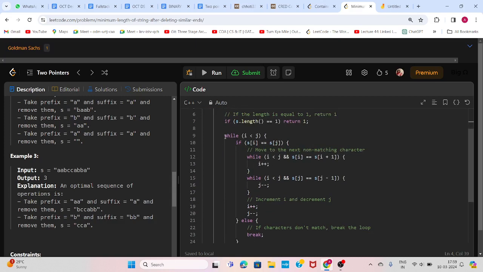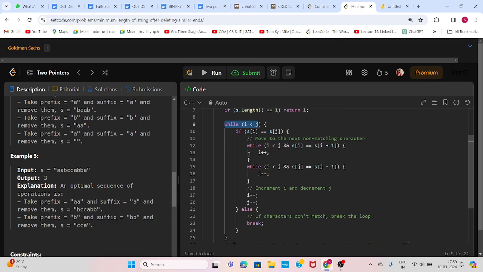Now after that we check i smaller than j, the simple break condition that we have been using from the first class. After that we check if s of i equals s of j. If yes, then again it comes into this condition. We will check that the number behind that s of i is again equal.